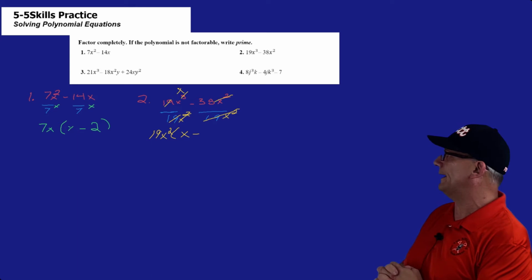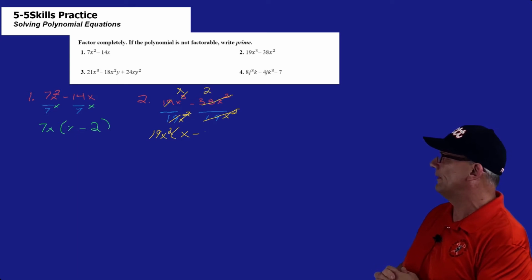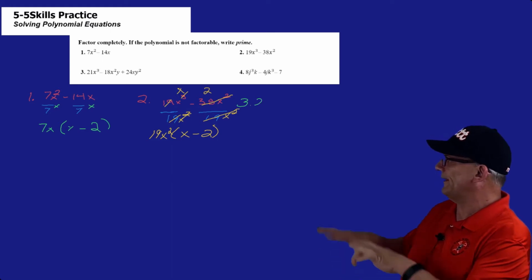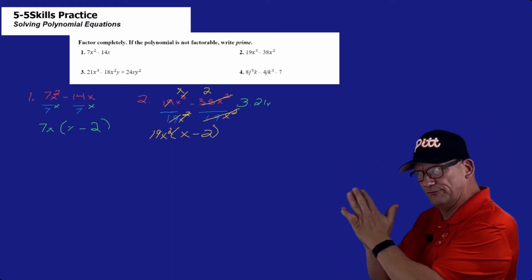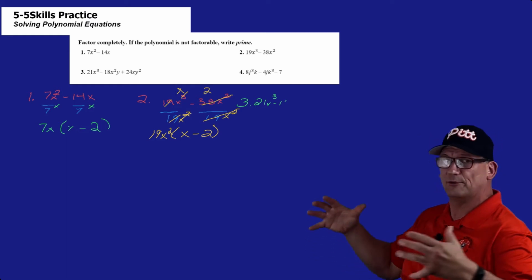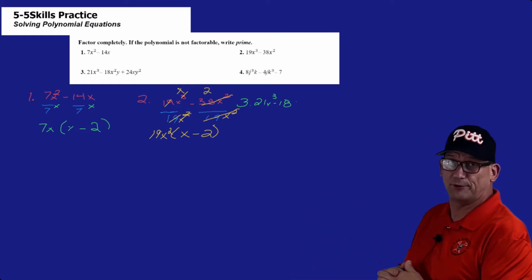Okay, and so when we take out 19x squared, what are we left with? Well, we're left with x, and then we're left with 2. And that's how you want to write it. Take what you're dividing out in front of your parentheses, and what's left over goes inside a parenthesis.